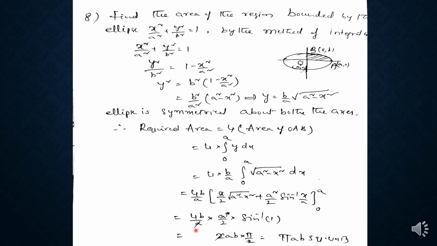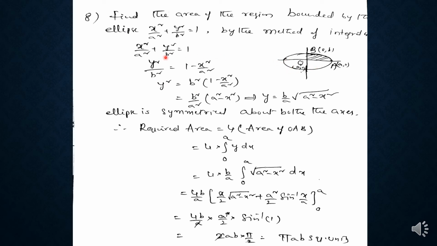Now here a square by a, that is a, and the 2 twos cancel, so that becomes 2ab into sine inverse 1, whose value is pi by 2, that is equal to pi ab square units. Thus we can find the area of the region bounded by the ellipse by the method of integration. For this we have been given the equation.